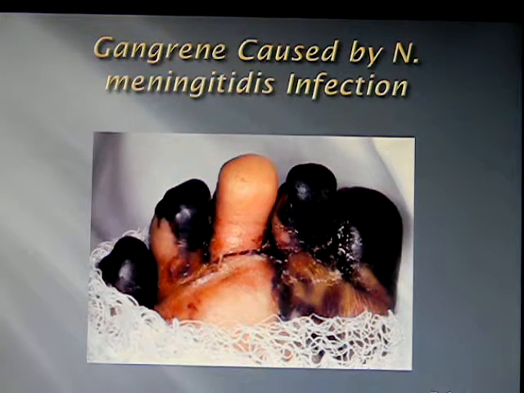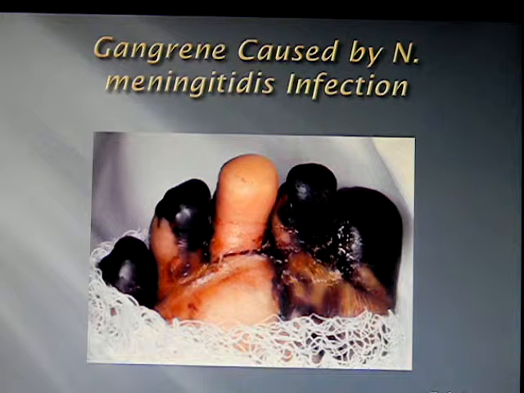Next is a slide, and it's kind of gross, but I just wanted to make my point across about the infection and what it can cause. This picture shows that it causes gangrene. Basically, as I talked about, meningococcemia is defined as meningitis in the blood, and is the more aggressive form of meningococcal disease, with a fatality rate of up to 40%.